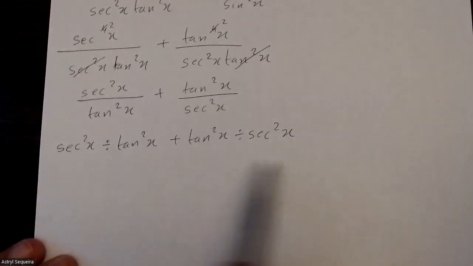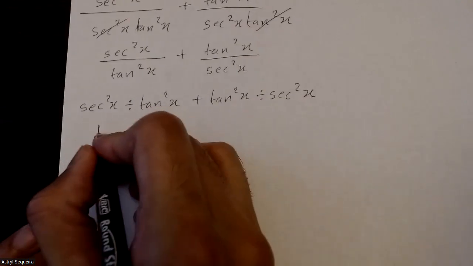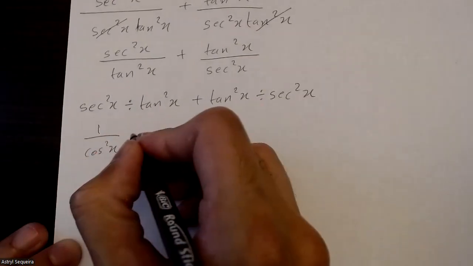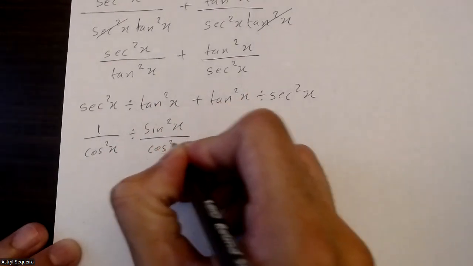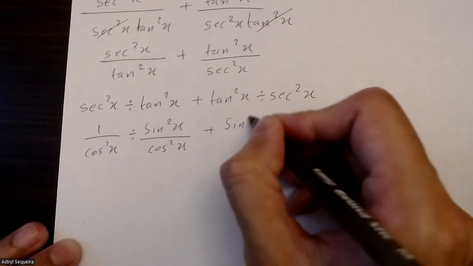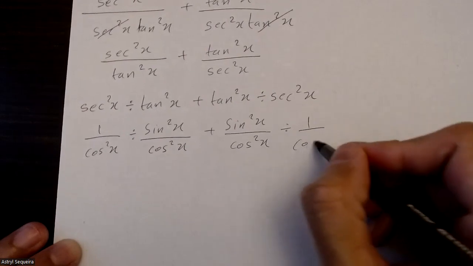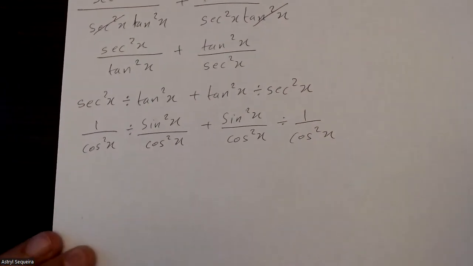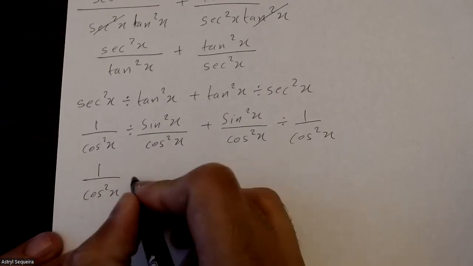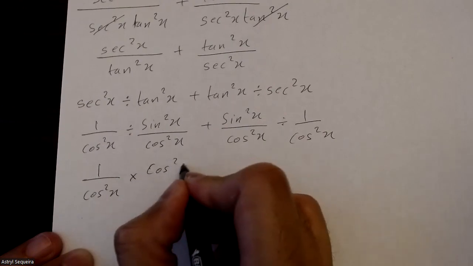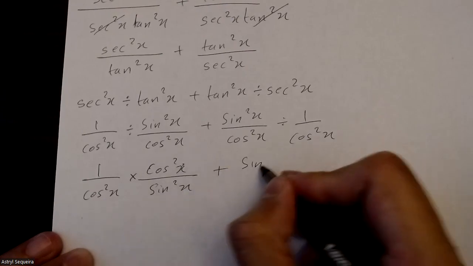And now I'm going to convert everything to sine and cos, because if I look at the other side, I have sine and cos on the other side. This is 1 over cos square x divided by sine square x over cos square x plus sine square x over cos square x divided by 1 over cos square x. I'm going to turn my divides into multiplies and flip my fractions. We'll do the same thing over here.